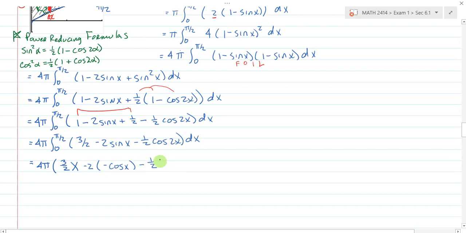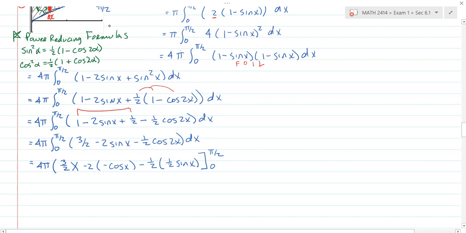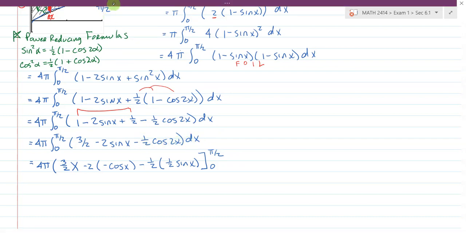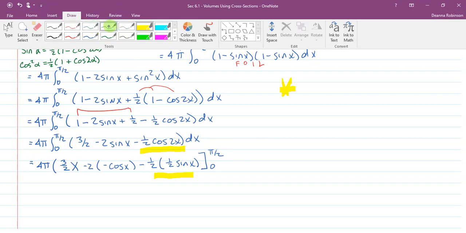Minus 1/2. And what do you get when you integrate cosine 2x? You get 1/2 sine 2x, and that goes from 0 to pi over 2. Let me pause for a minute. I'm not going to pause the video, and I want to break away and show you how we got the integral right here. So this is some scratch work that you can do.